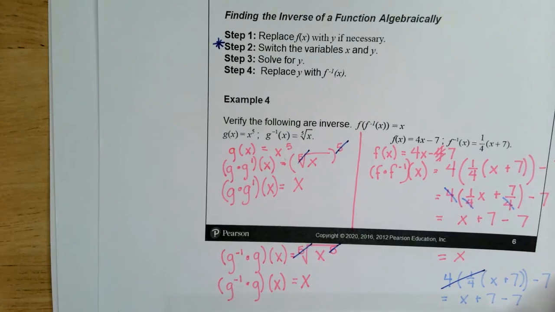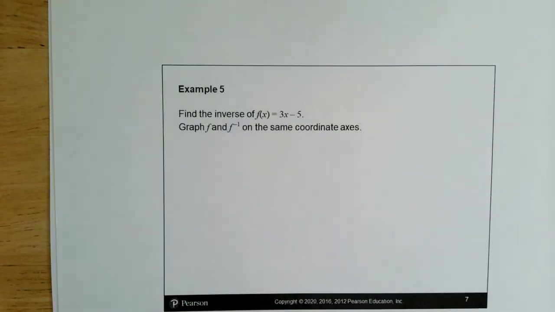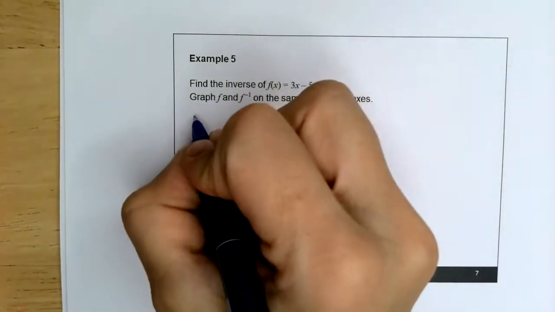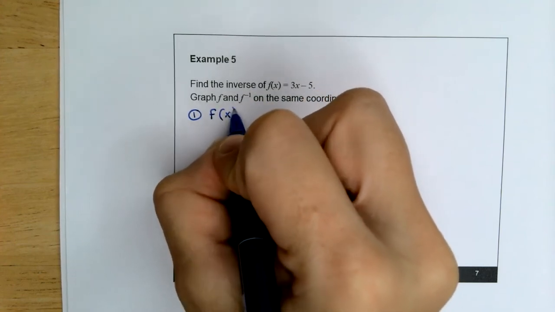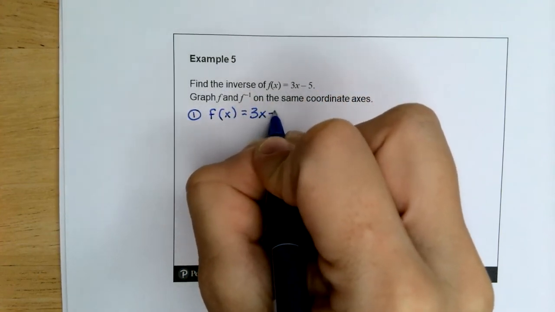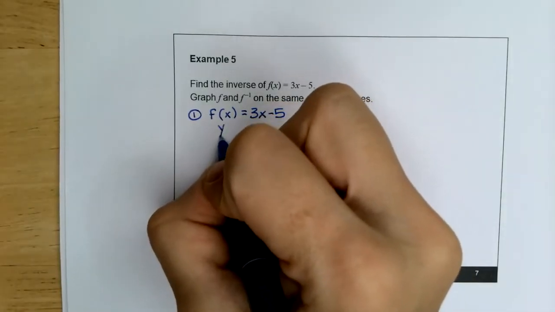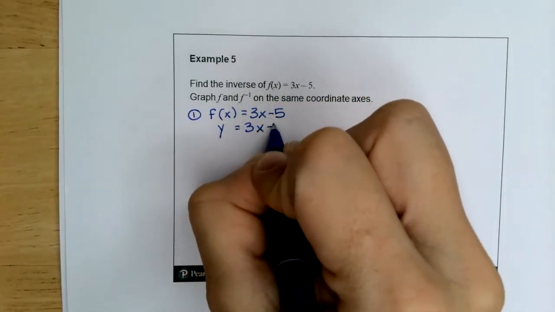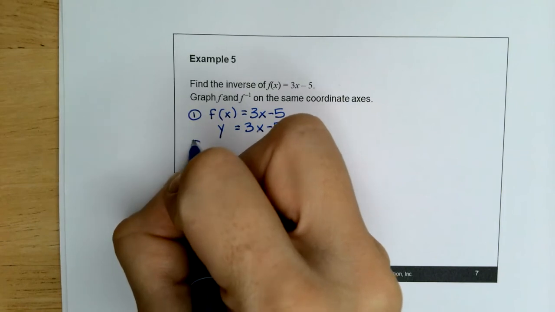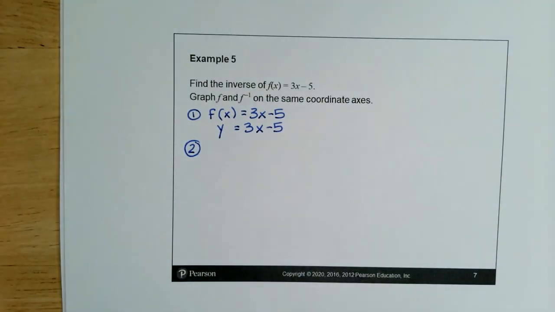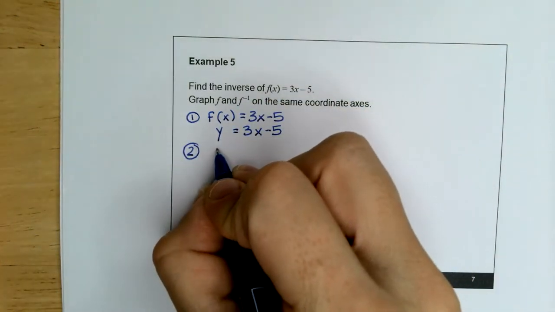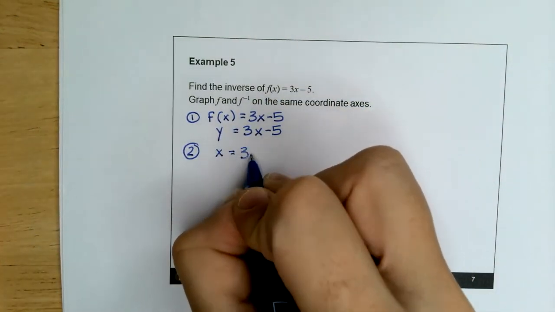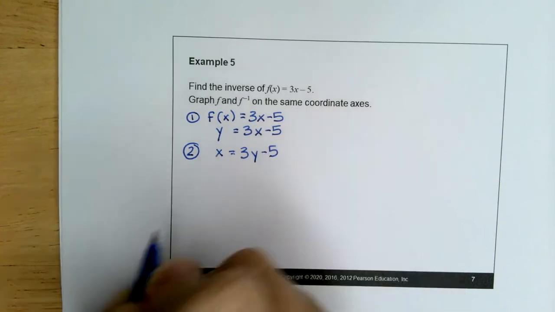So step 1 was replace f of x with y. It was f of x equals 3x minus 5. Now I'm going to replace it with y. Y equals 3x minus 5. Done. Step 2 was switch x and y. So instead of y equals 3x minus 5, now I have x equals 3y minus 5.